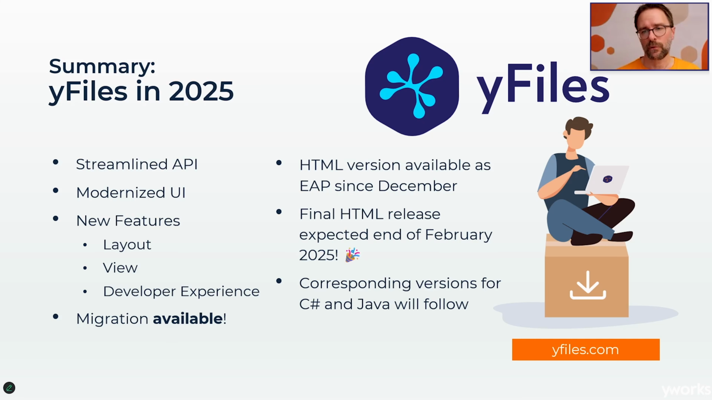The early access program is available since December, so if you haven't downloaded it already, you can do so now. And if you download it today, it will be almost exactly the same version as the final release, which is expected to be end of February, meaning if all goes well, by the end of next week, you have the final general availability version of yFiles for HTML 3.0 available, in which you can go live and bring to your customers so that they can enjoy the new features.